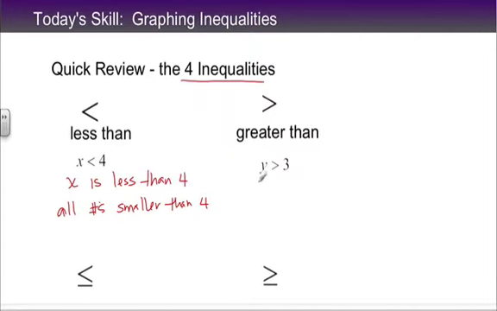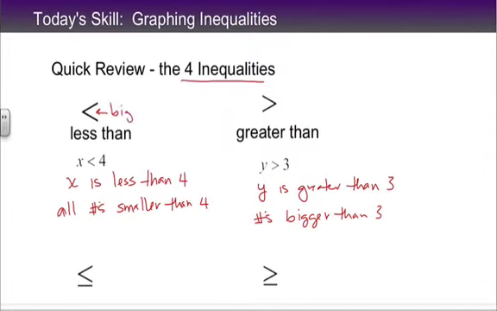For greater than, this, for example, would say y is greater than 3. So we're talking about numbers bigger than 3. One thing that's important to note is that the open side here points to the bigger number. So in this one, here's my open side. The bigger number would be here. So here's y. Y is the bigger number, so we want numbers that are bigger than 3.